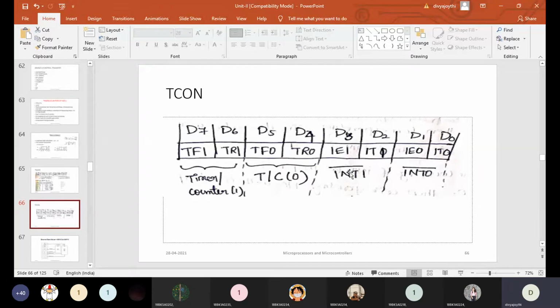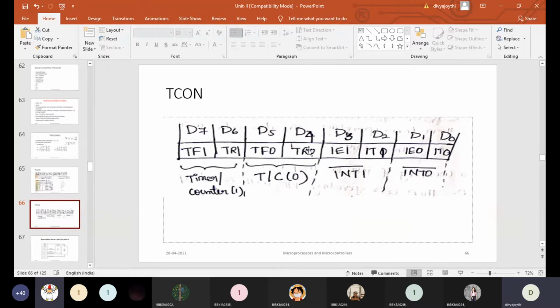So here the lower nibble is going to talk about interrupt 0 and interrupt 1. The lower nibble of the TCON register gives us information related to the interrupts, that is, how the external interrupts are handled and how those interrupts are executed. That information is given by the lower nibble of the TCON register.